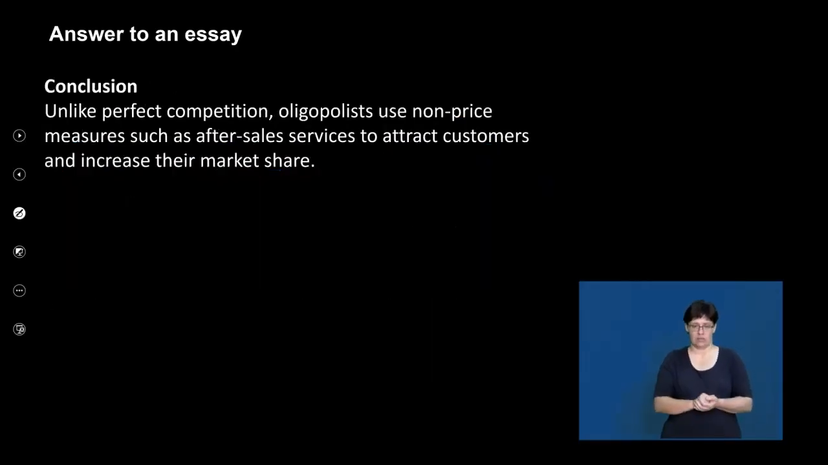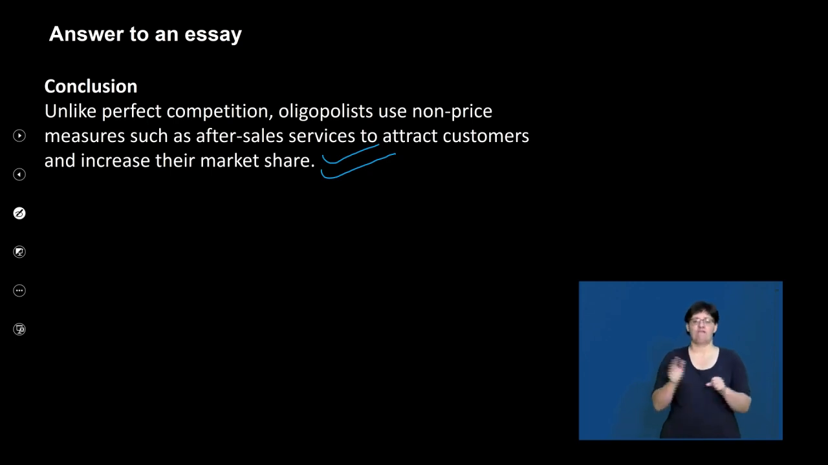Now we move on to the conclusion, right? This is typically a conclusion. I say conclusion, higher order type of question. It says, unlike a perfect competition, an oligopolist uses non-price measures. I'll take it again: unlike perfect competition, an oligopolist uses non-price measures such as after-sales service to attract customers and to increase their market share. You would typically get 2 marks for that, right?